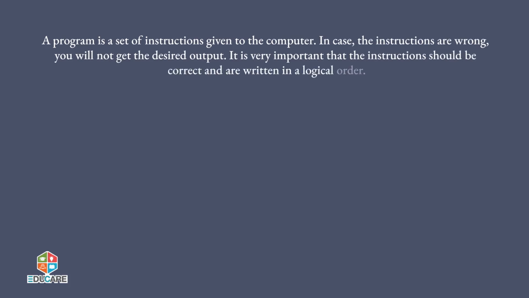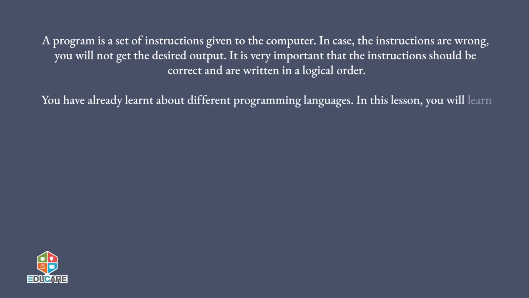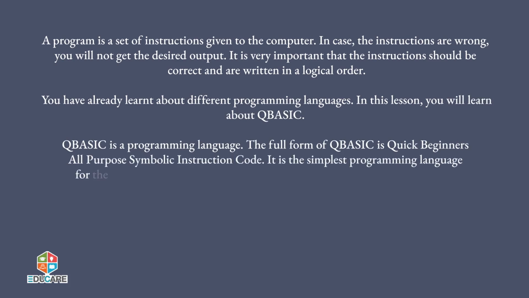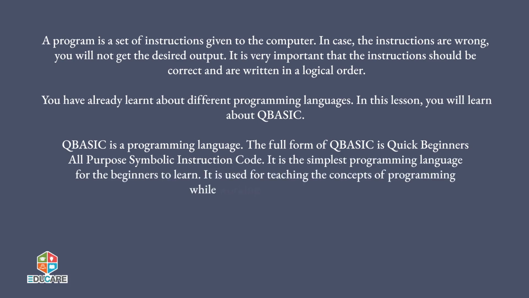You have already learnt about different programming languages. In this lesson, you will learn about QBasic. QBasic is a programming language. The full form of QBasic is Quick Beginner's All-Purpose Symbolic Instruction Code. It is the simplest programming language for beginners to learn. It is used for teaching the concepts of programming while working with a language.